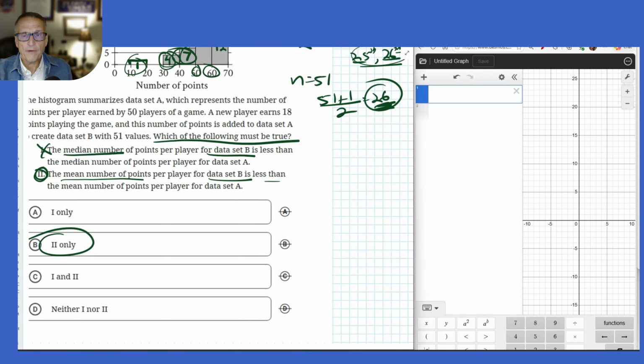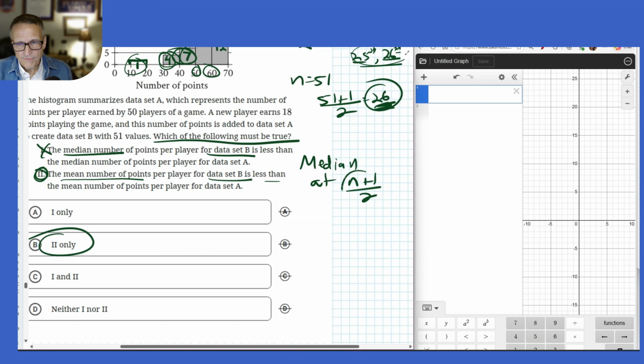Okay. So the thing I want you to take away from this is, how do you find where the median is? It's going to be at n plus 1 over 2. That's how far you count from the low end till you get to the data point that would be in the middle of the data set.